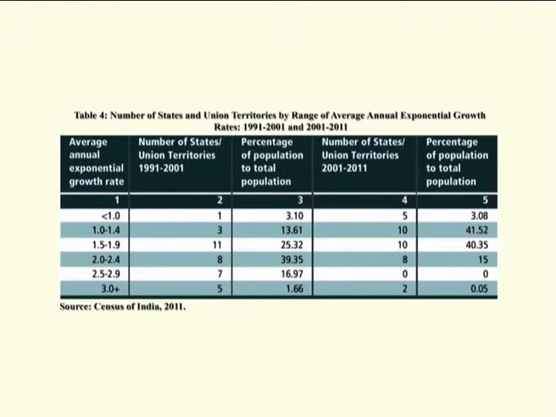For this, we can observe this table. This table shows that during the period 1991 to 2001, 15 states and union territories registered an annual growth of less than 2%. These states were having 42% of total population in the country. But during the decade 2001 to 11, there were about 25 such states and union territories, and they were having about 85% of total population of the country.